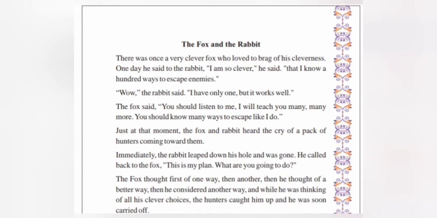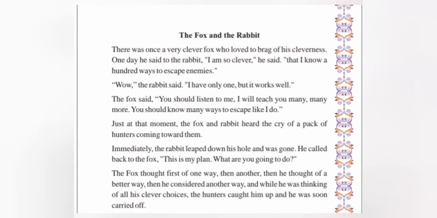This is a story of two animals, the fox and the rabbit. There was once a very clever fox who went on bragging of his cleverness. To brag means to speak too proudly about yourself. Once he told a rabbit that he knew 100 ways to escape enemies. The rabbit replied that he knew only one way, but it worked well. The fox boasted of teaching the rabbit many ways to escape. Just at that time, they heard a pack of hunters coming towards them.